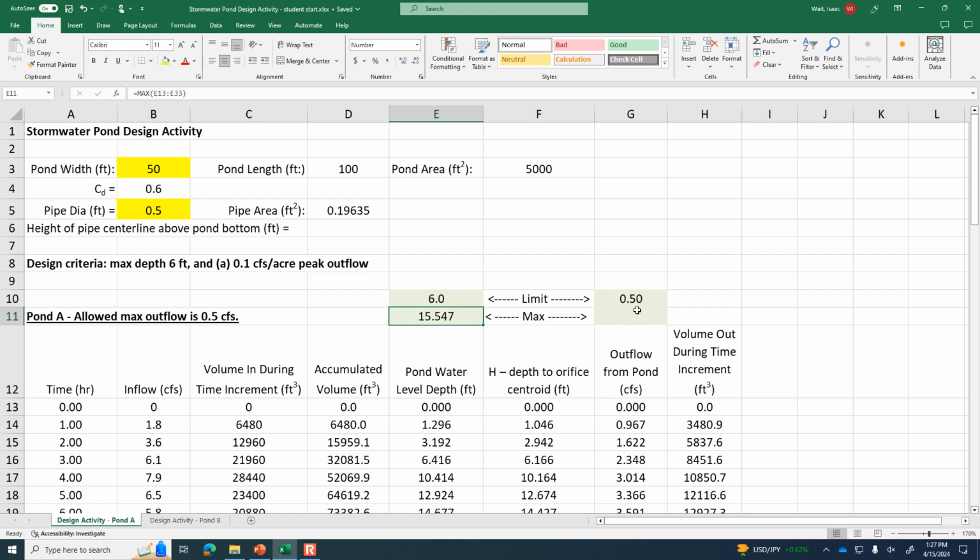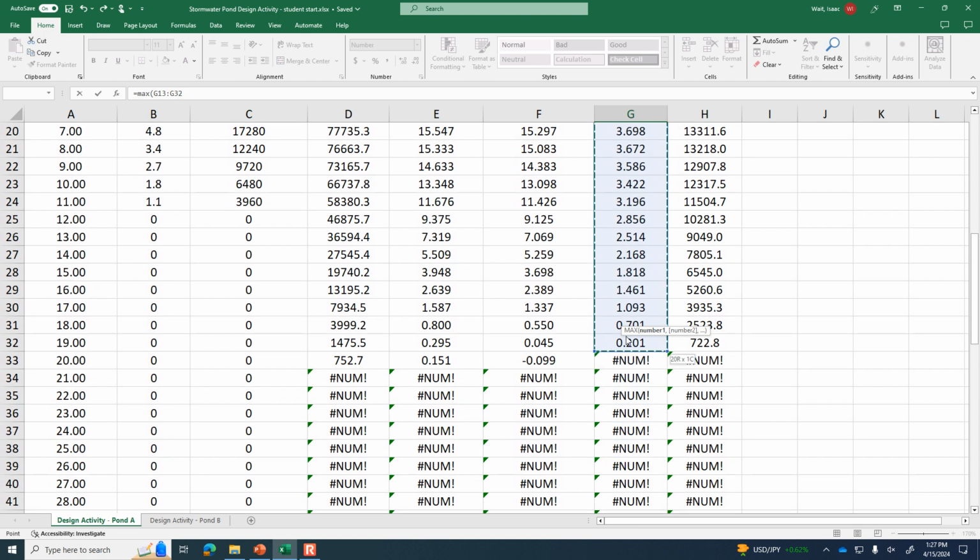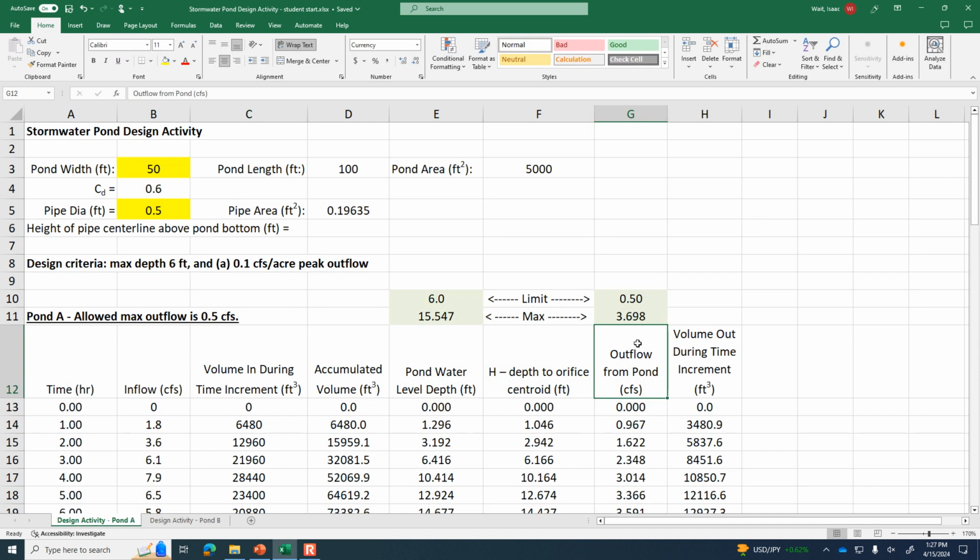So the water's too deep. Now what about the outflow? Let's do the max and then across the range of values here, and it'll report to us what's the maximum outflow that we've observed. The limit was 0.5 CFS, and we're actually seeing 3.7 CFS. So this pond is wildly deficient. It's not good. The water's too deep, and the flow out of the pond is too high.